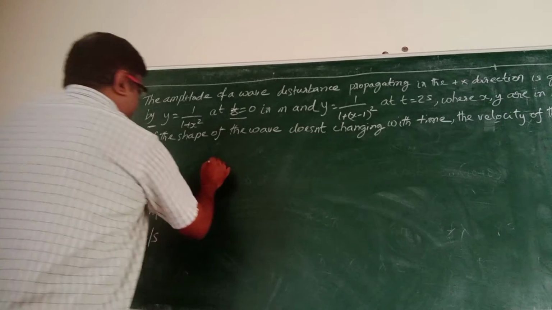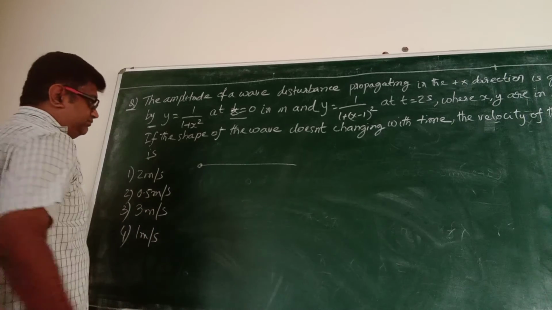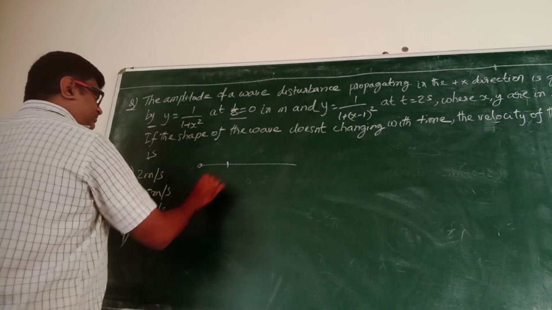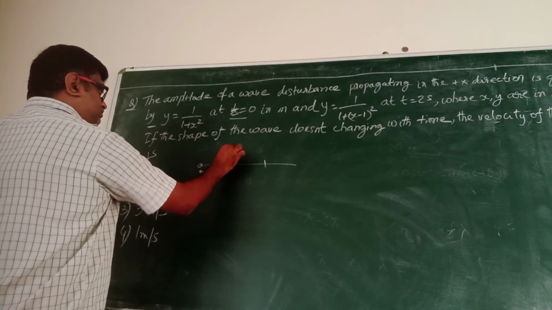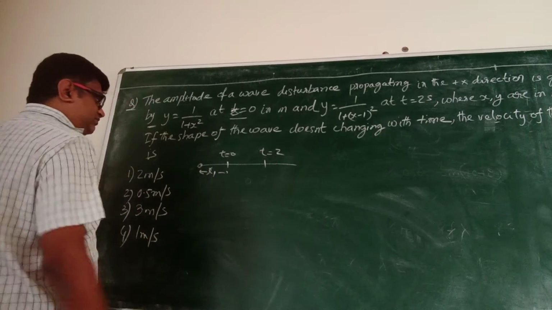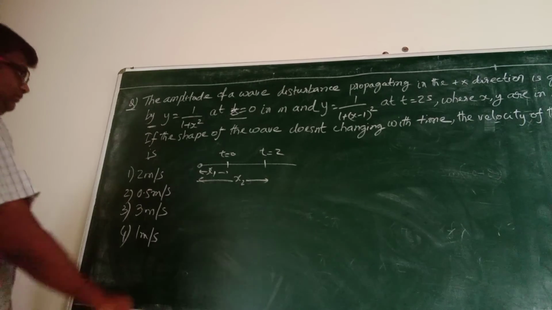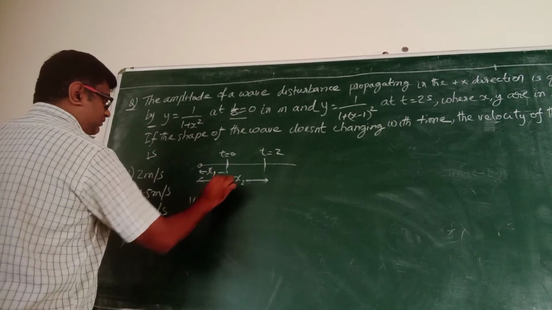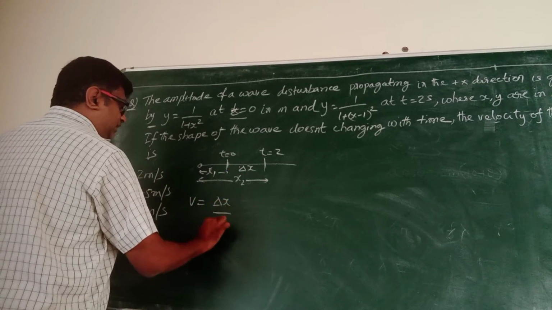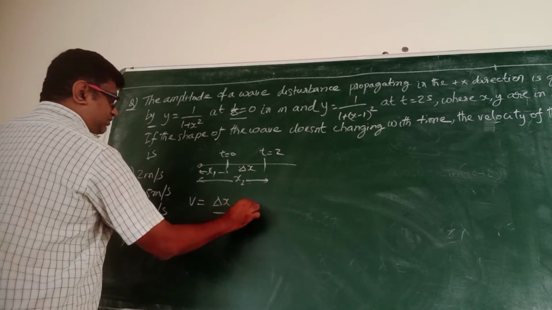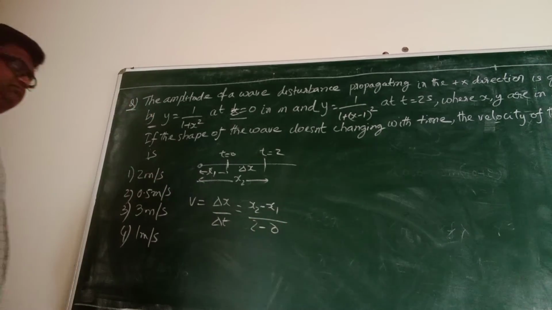Now tell me, suppose there is an object. Now after some time this object is here, let us say at x1 distance, then at t is equal to 0 and at t is equal to 2 seconds, the object is here. How do you find the speed? You find the speed by distance by time. Let us say this distance is delta x. Delta x by delta t you will do, right? What is delta x? It is x2 minus x1 divided by delta t, which is 2 minus 0, right?